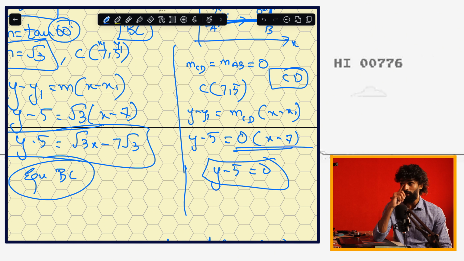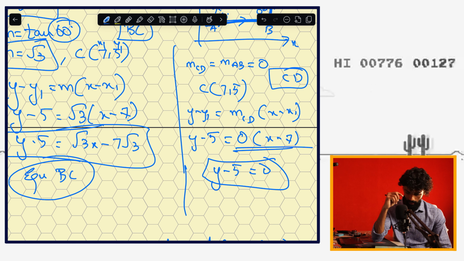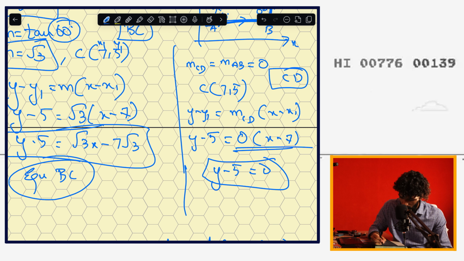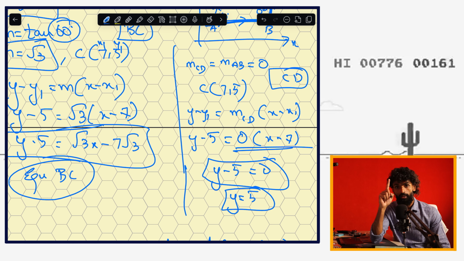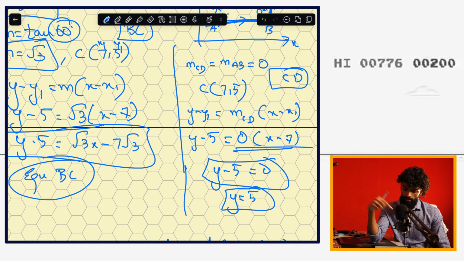So if you see, I'm applying multiple different concepts here in order to get my answer. y minus 5 equals 0, or y is equal to 5. Both of them are my answer. You want to understand one thing, that parallel lines will have the same slope, and if any line is parallel to the x-axis, the slope of that will become 0. Remember that. So this was an important question because it was a diagram based question.